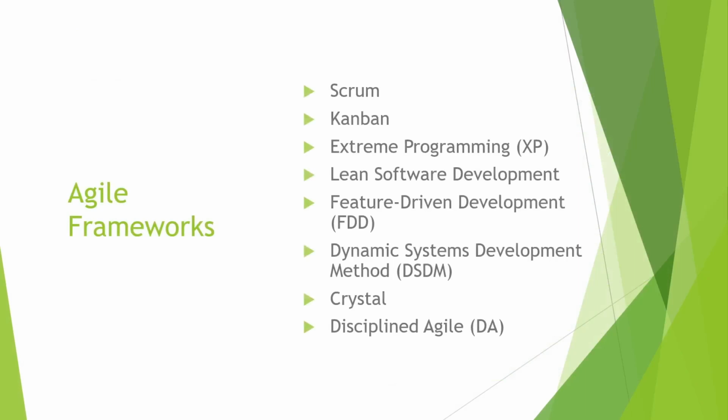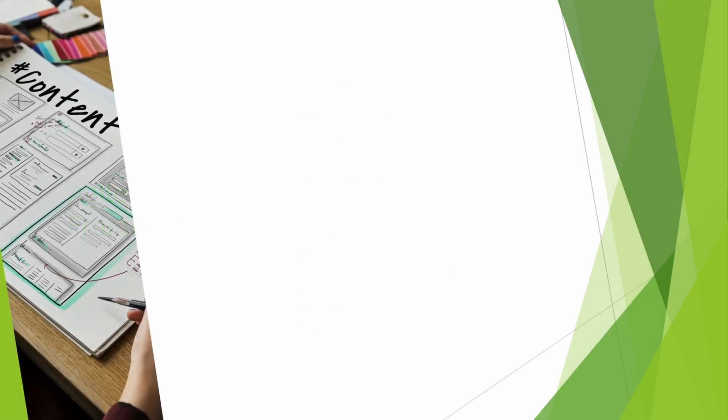So what are the agile frameworks? There is Scrum, which is one of the most popular ones that is used, but it's not the only one. There is Kanban, extreme programming, lean software development, feature-driven development, dynamic systems development method, Crystal, disciplined agile. So there are several different ones out there, but today's topic we're going to discuss is Scrum.